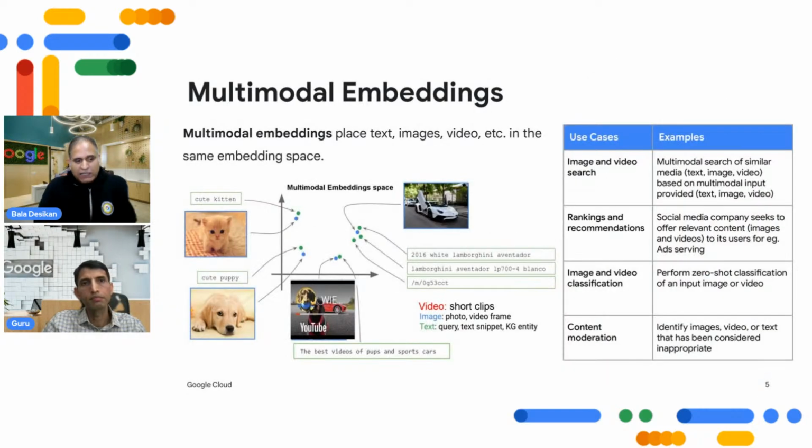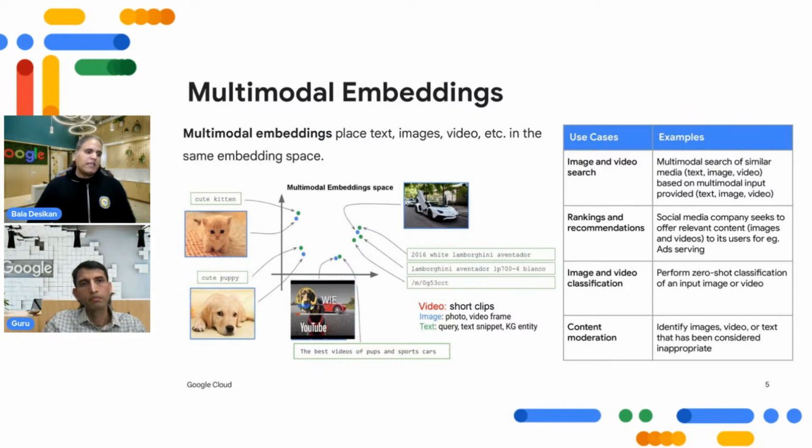Now, let us look at multimodal embeddings, right? So with text embedding, you give in the text, and then you create the embedding vectors and put them in the embedding space. In terms of multimodal embeddings, you're going to place text, images, videos, etc. in the same embedding space.